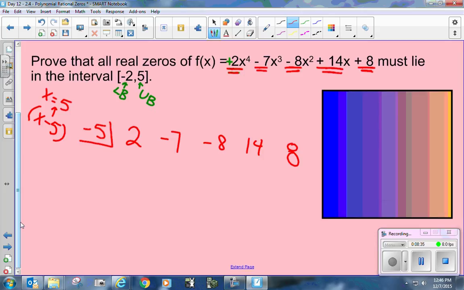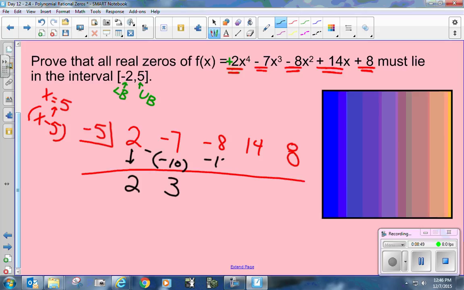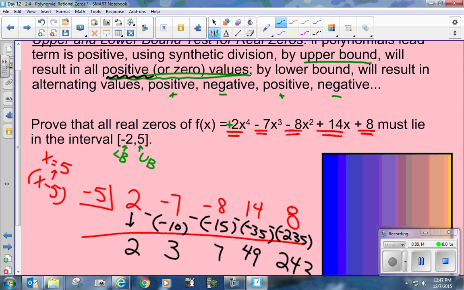All right? And how do we do this? Drop the first one. 2. Negative 5 times 2 is negative 10, and I just subtract all my products. That will give me a positive 3. Negative 5 times 3 is negative 15. If I subtract that, that will give me a positive 7. Negative 5 times 7 is negative 35. If I subtract that, that will give me 49. And negative 5 times 49 is negative 235. If I subtract that, that will give me 243.